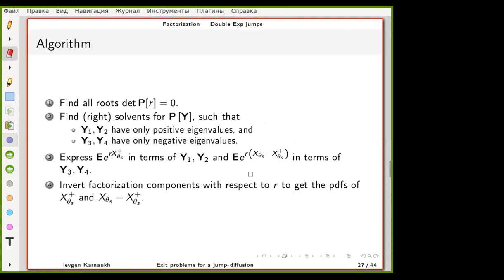I only use my algorithm for the case when we have all roots simple. In this case, our spectra must be either positive or negative, and we can easily split it. We are free to choose y with any spectra. So we fix y1, y2 with positive eigenvalues, y3, y4 with negative eigenvalues. Then the moment generating function for x plus will be easily represented by y1 and y2, and correspondingly by y3, y4 for the other. The inversion process will be very simple since we have an ME distribution. We have a direct formula for that.